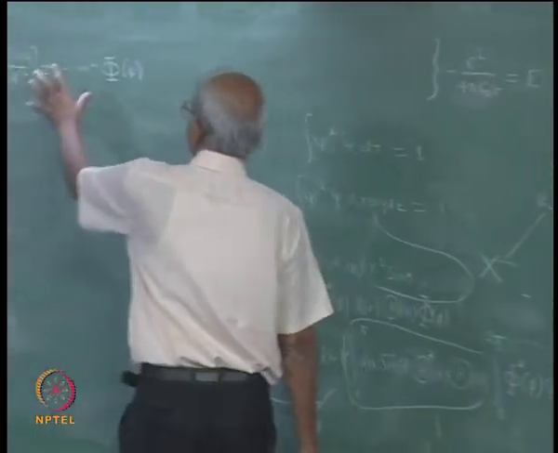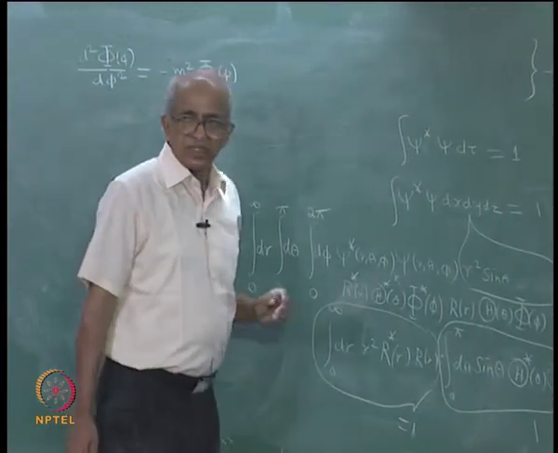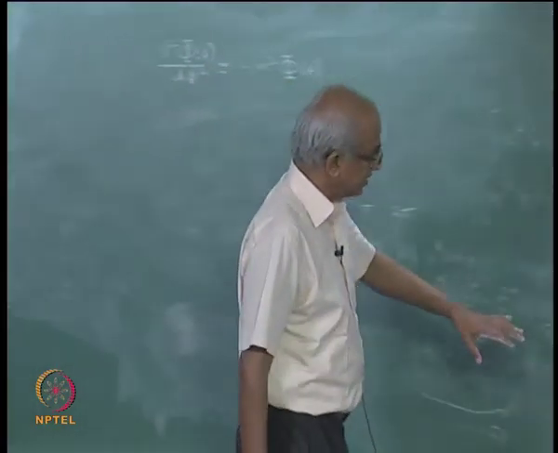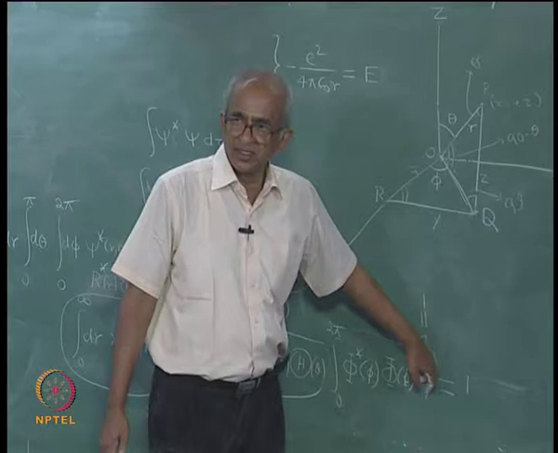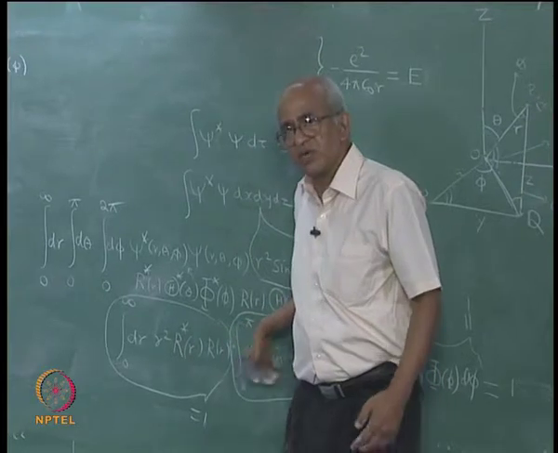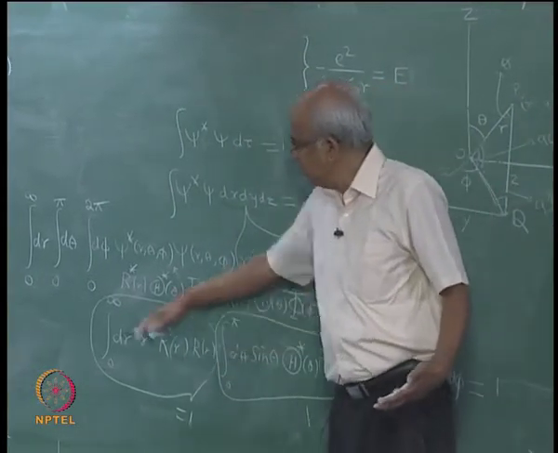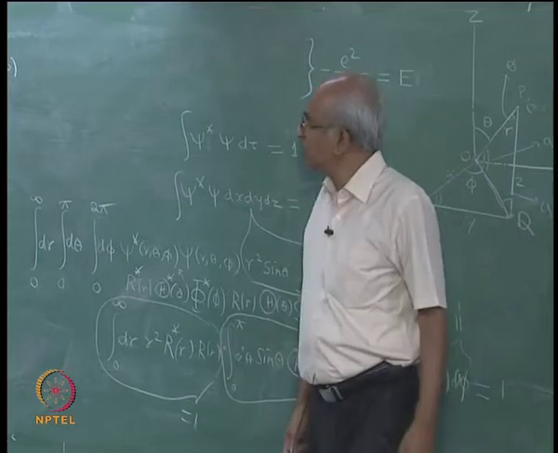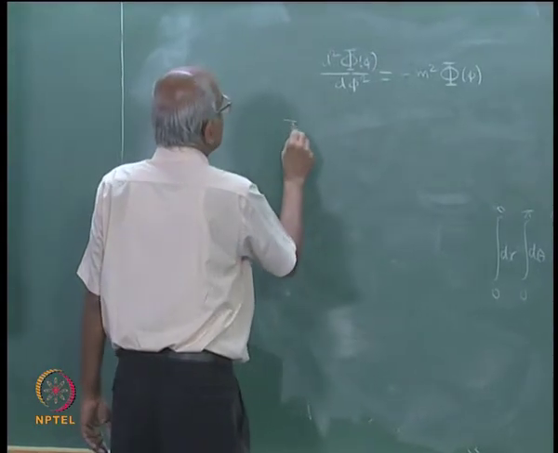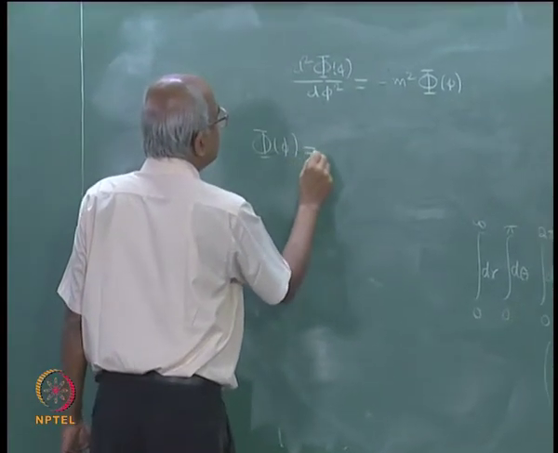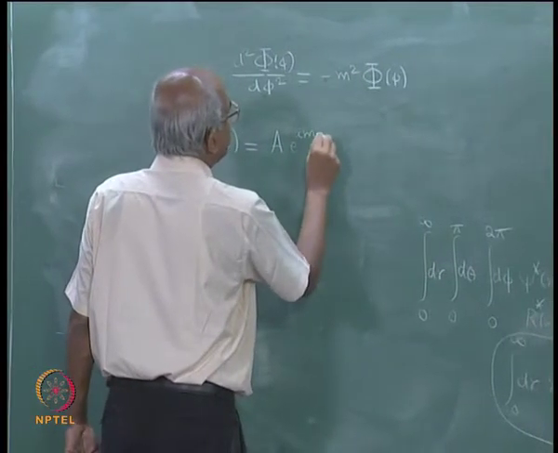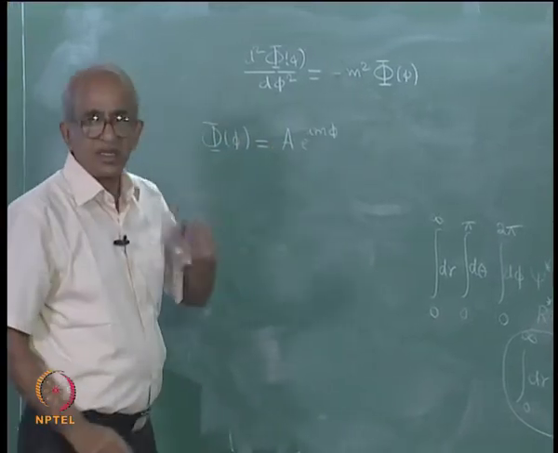So, therefore, this differential equation I am going to solve and adjust in such a fashion that this condition, which is the normalization condition, is satisfied as far as that part is concerned. Similarly, when I have capital theta, I will have to normalize that, and similarly capital R also has to be normalized. So, what is the solution of this equation is the next question. Answer is very simple. Any constant A into e to the power of i m phi satisfies that differential equation.